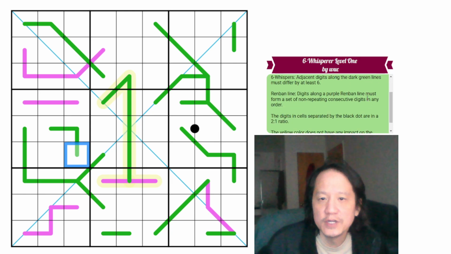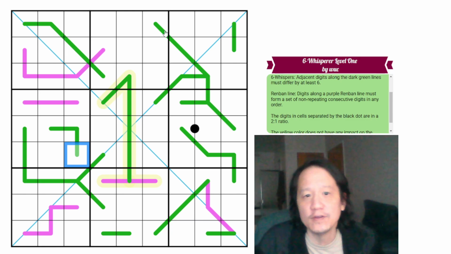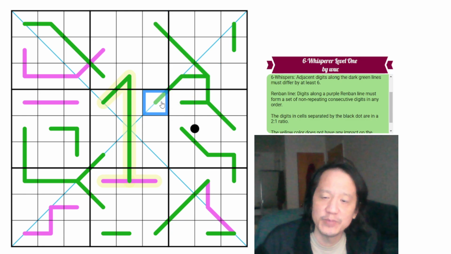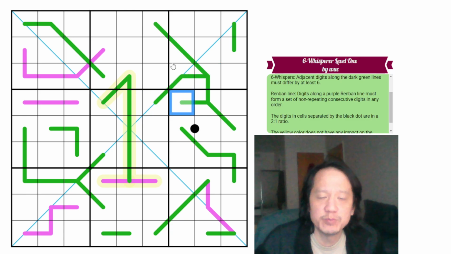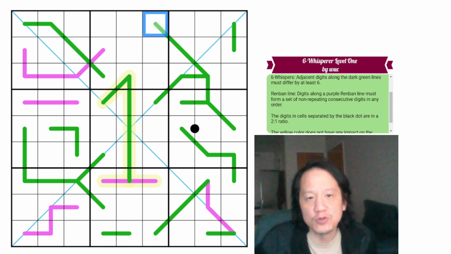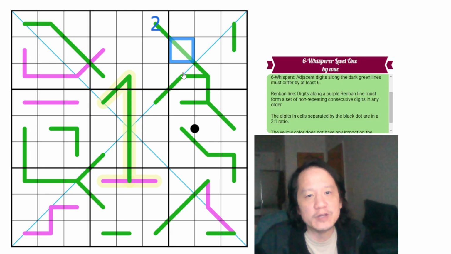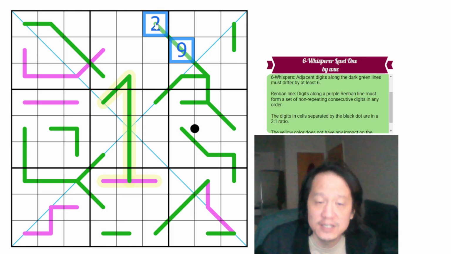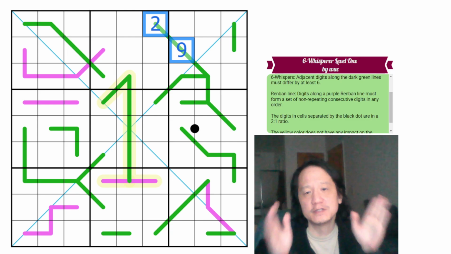Six whispers. Adjacent digits along the dark green lines must differ by at least 6. If you've seen other Learn How to Sudoku episodes, this is like the German whisper rule, except that the difference between digits must be at least 6. So for example, if this were a 2, this would have to be an 8 or a 9 only, because you have to have a difference of at least 6 between these whispers lines. Again, it's like a German whisper line, but the difference must be 6.